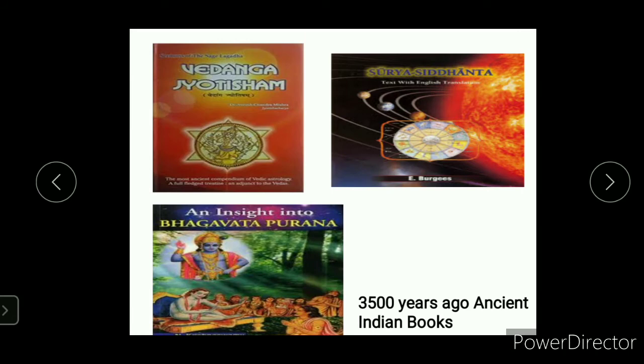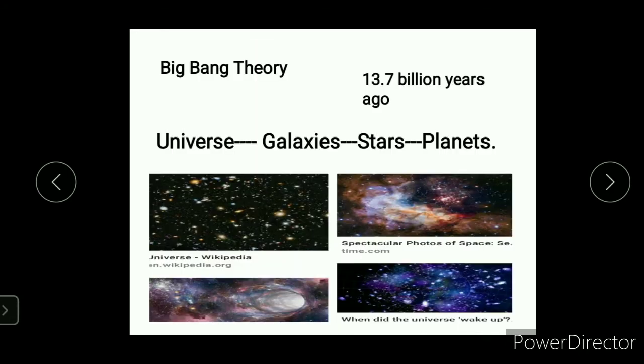And a very important point is that our Indian ancient books also provided a great source for framing a new theory and trying to understand the universe, in books like Vedanta Jyotisham, Surya Siddhanta, and Bhagavata Purana, right? The next we move to the Big Bang theory.